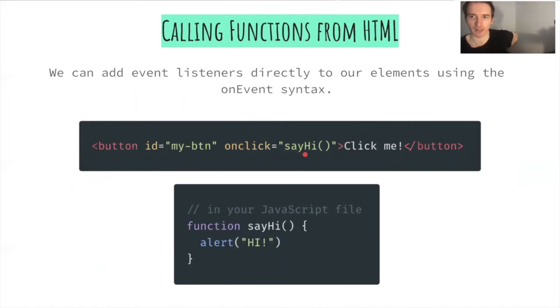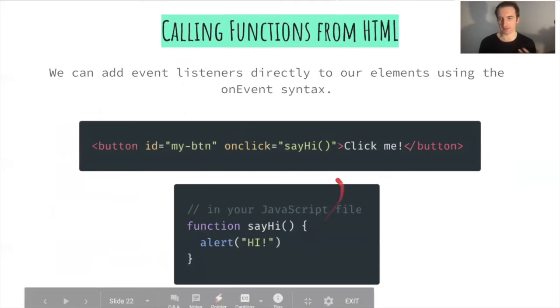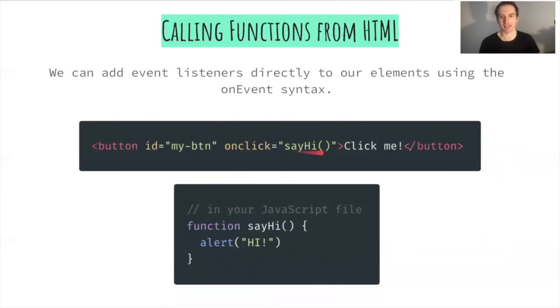So one way that we can add event listeners to our code is that we can put in an attribute called on whatever. So in this case, we have onclick, all lowercase, in our HTML. And we can write some code that will get executed in JavaScript. So in this case, we could define a function called sayHi, and writing sayHi with two parentheses like this is sort of like executing that function. We're invoking the function.